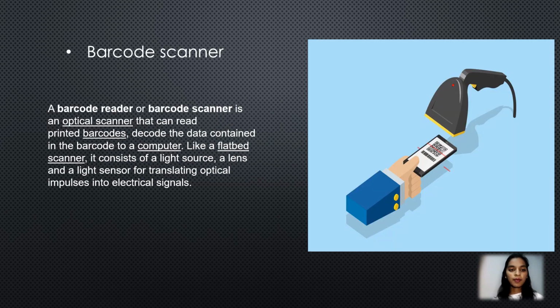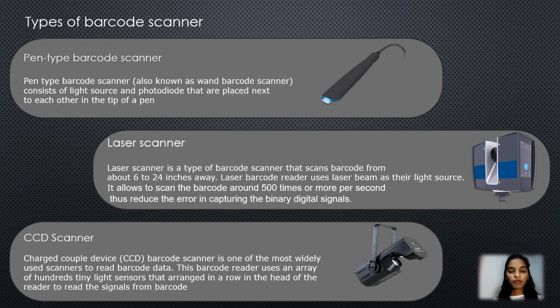Now we'll discuss barcode scanner. A barcode reader or barcode scanner is an optical scanner that can read printed barcodes and decode the data contained in a barcode to a computer. Like a flatbed scanner, it consists of a light source, a lens, and a light sensor for translating optical impulses into electrical signals. Types of barcode scanner.